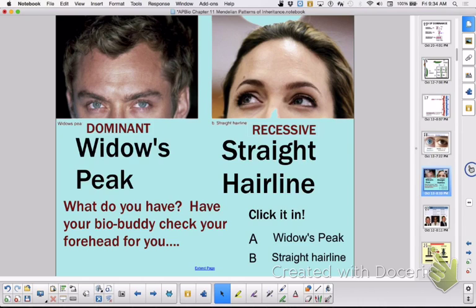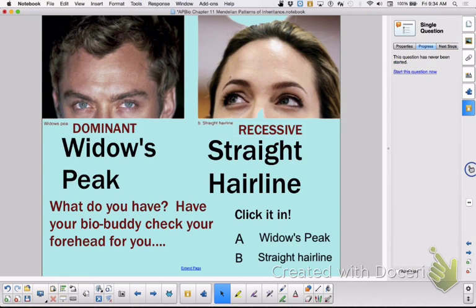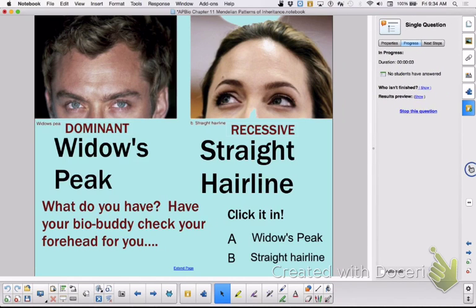All right, so now let's take a look at your hairline. So widow's peak is dominant. Recessive is a straight hairline. Have your bio buddy help you and tell me, are you A, widow's peak, or B, straight hairline?